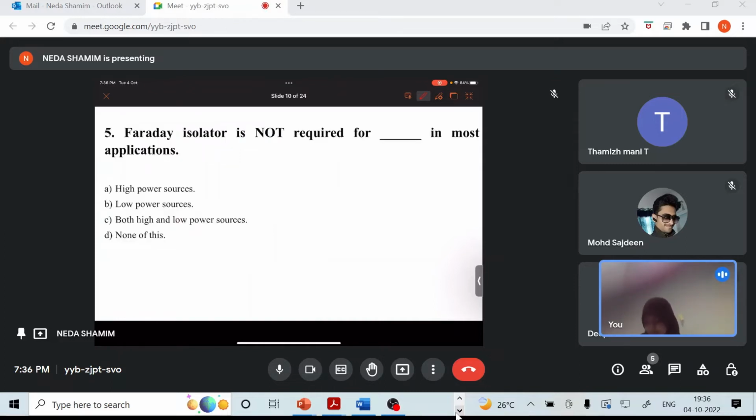The next question is on Faraday isolator. What is a Faraday isolator?